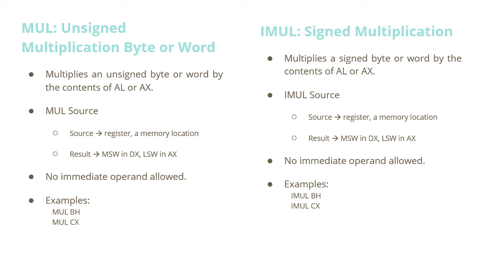The example of the IMUL instruction is as given here, where IMUL BH means that the content of the BH register is getting multiplied with the content of AL and the result is stored in AX. Next is IMUL CX, where the content of CX and AX is getting multiplied and the result is getting stored in such a way that the LSW or the least significant word is in the AX and the MSW or the most significant word is in the DX register.